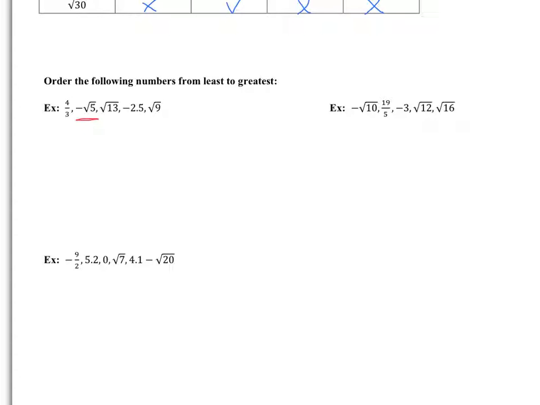So in order to order the following numbers from least to greatest, I'm first going to look at them as two different sets of numbers. I'm going to look at them as negative and positive. And I know that negative numbers are always smaller than positive numbers, so I'm just going to start with those. So I'm going to start with the negative square root of 5 and negative 2.5. And I'm going to picture this on a number line.